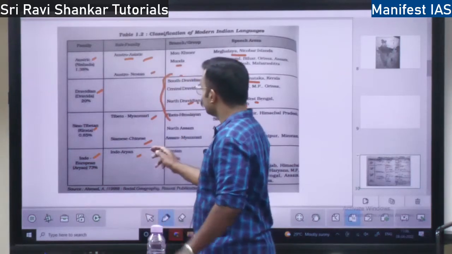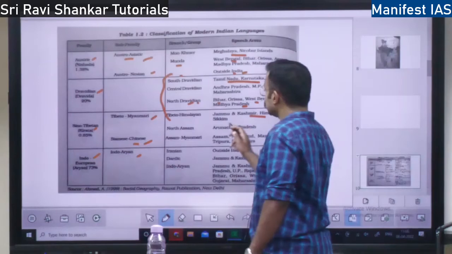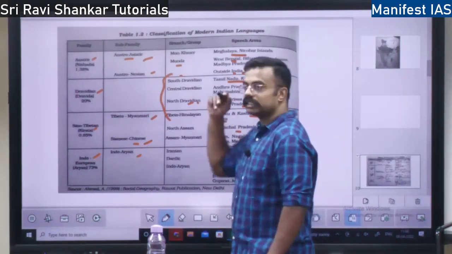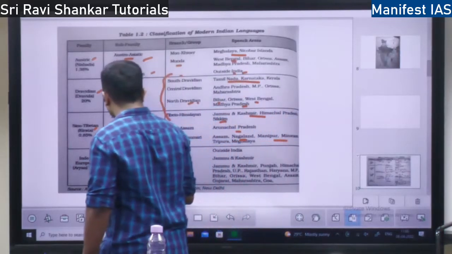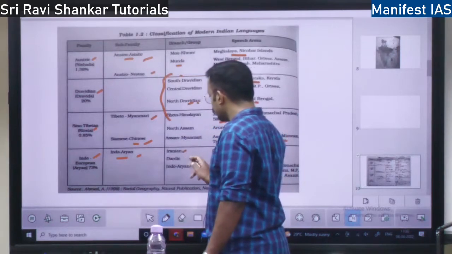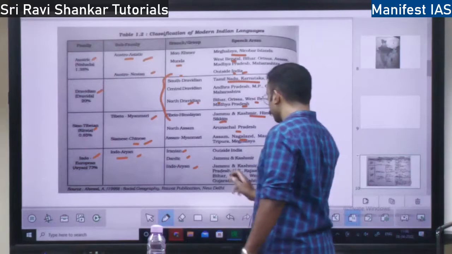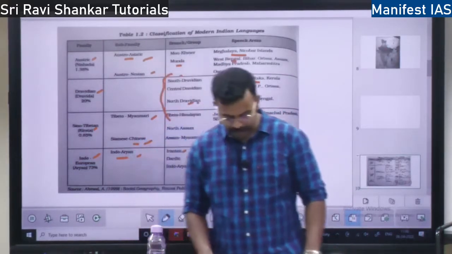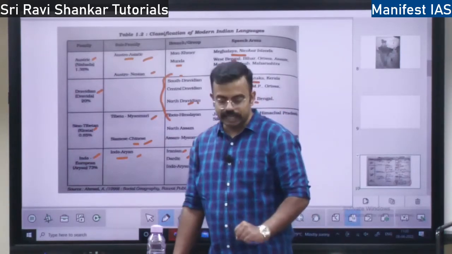Then you have Tibeto-Myanmari in Chinese. Where is this spoken? Jammu and Kashmir, Himachal Pradesh, Sikkim, Arunachal Pradesh, all the northeastern states and the Himalayan states, this Sino-Tibetan is spoken. Then you have the Indo-Aryan. This has three subgroups: Iranian, Dardic, Indo-Aryan. This is spoken in the major part of India because it includes Hindi and dialects of Hindi. So these are the four major families of languages in India.